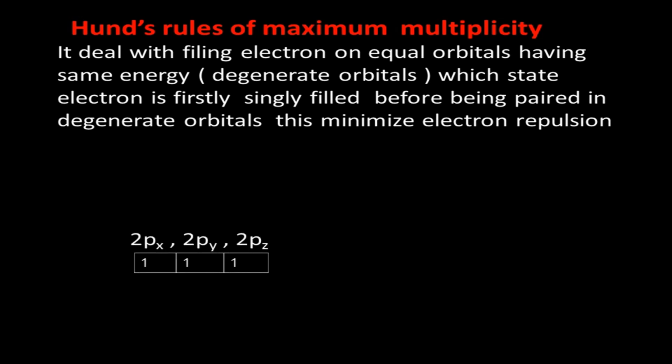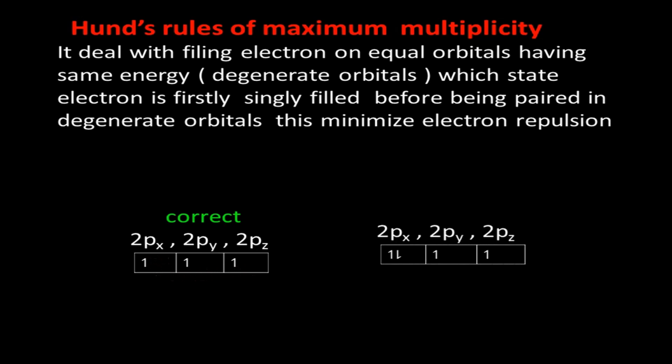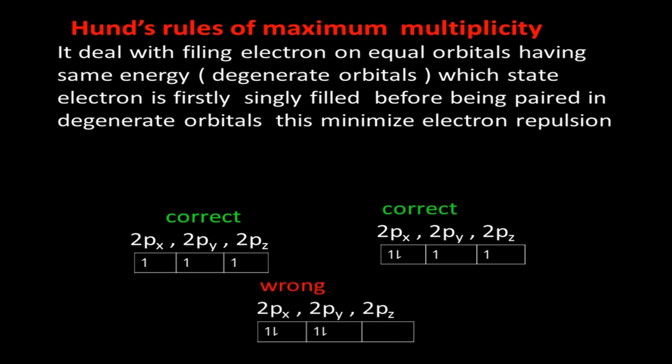So this is the way electrons are filled, and this is the correct way. If you want to fill 3 electrons in a degenerate orbital, you fill them singly first. So this is correct. And the second one, you have 4 electrons to fill. First of all, you fill singly to occupy all the orbitals. Then the last one, you start again from the beginning and start filling till it is exhausted. This is correct as well. Then this last one is wrong.